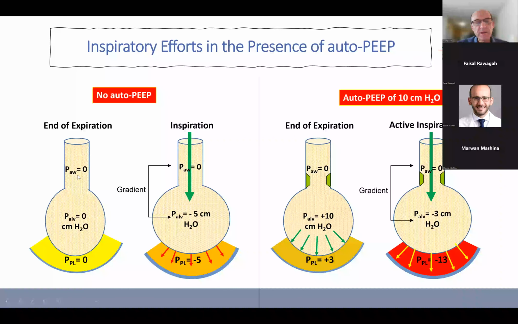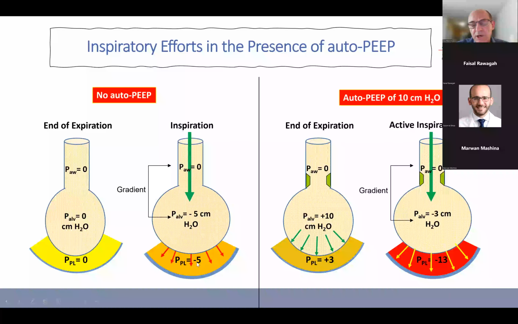So if there is no auto PEEP in the system, let's assume that the airway pressure is 0 and the alveolar pressure is 0. Of course, this is relative to the atmospheric pressure, so we're assuming that the atmospheric pressure is 0. Okay. So if the pleural pressure is 0 here, how would this patient inhale? He needs to generate a gradient. And that gradient is going to be between the atmospheric pressure or the airway pressure, which is here 0, and the alveolar pressure. In order to decrease the alveolar pressure, we need to decrease the pleural pressure.